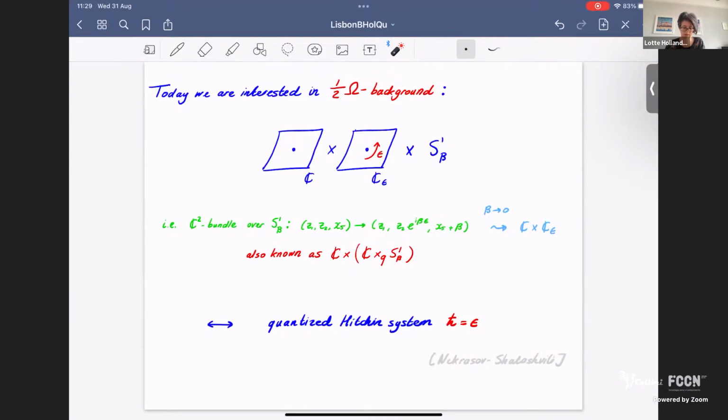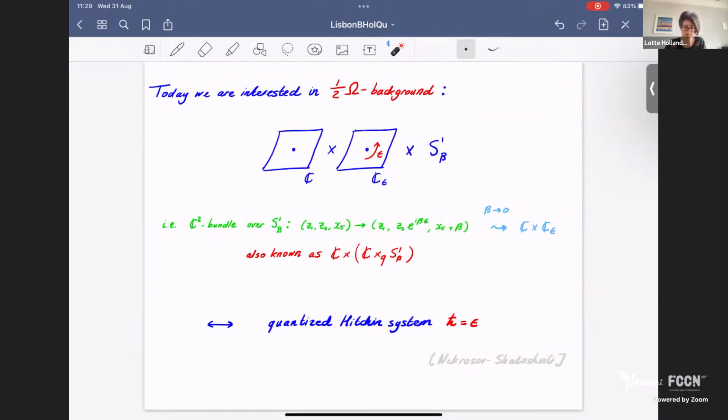Well, it might be that you've seen this background in different contexts. Sometimes the 3-dimensional part of this background is also denoted by C times with a lower script q times S1 beta, a twisted background. So that's exactly the same thing. Right, so why is this background interesting? Or, what is one of the reasons why this background is interesting?